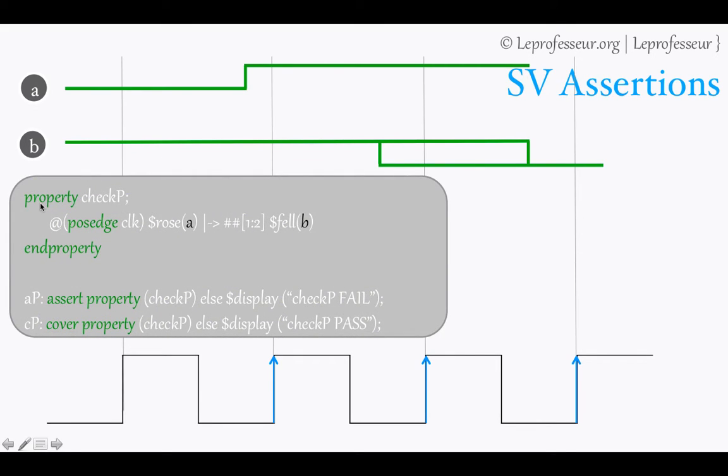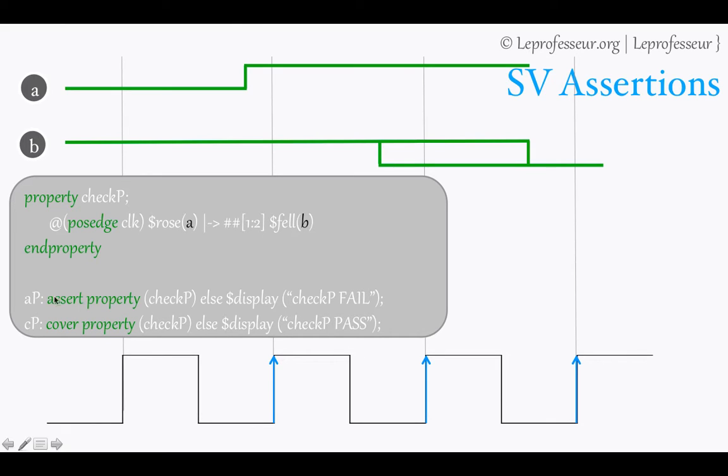Simply we can specify a property check_p at the posedge clock. On the rising edge of the clock, if signal A rose, goes to high, then it is followed after 1 or 2 clock cycles by signal B falling. Double hash is nothing but the delay; 1 to 2 means 1 to 2 clock cycles. Say for example, this is the clock edge, signal A rises, so after 1 or 2 clock cycles, signal B falls.